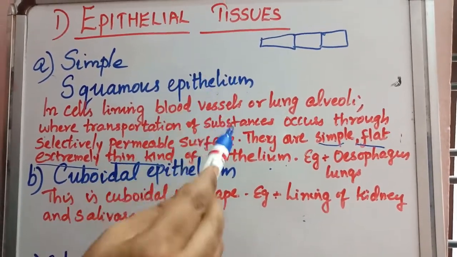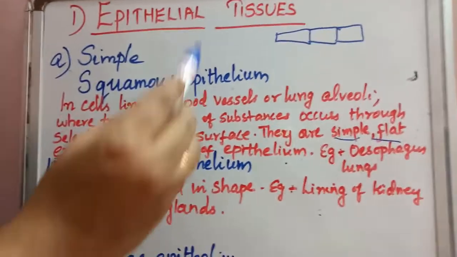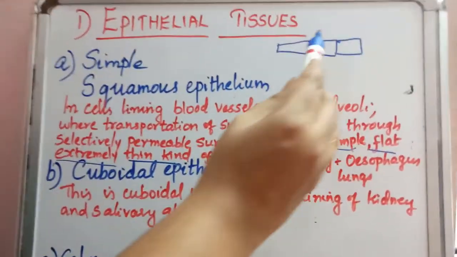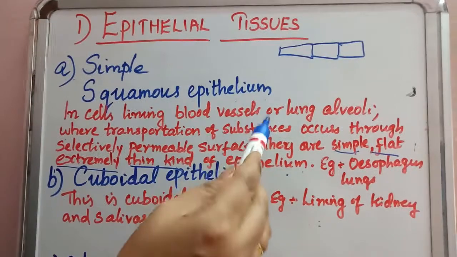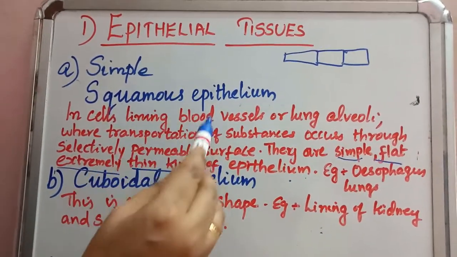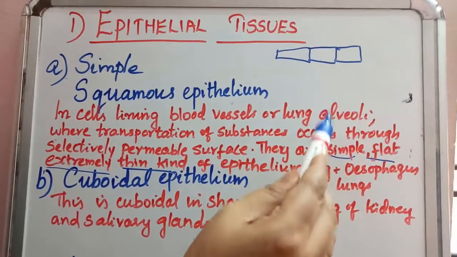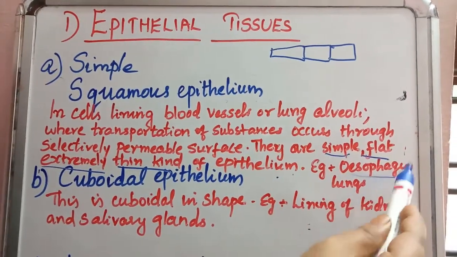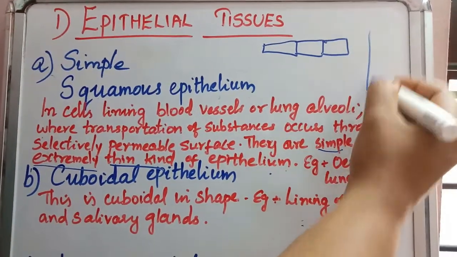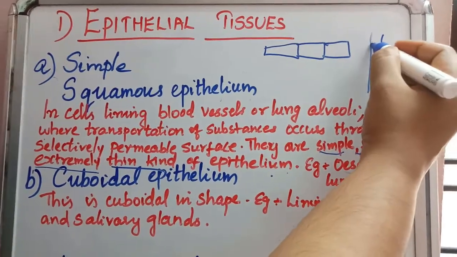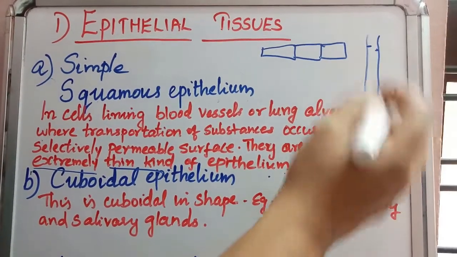So this is very simple squamous epithelium. Only one simple layer of cells we can see. So we can see this all in the case of lining of blood vessels, lung alveoli. Then in the case of esophagus, if you see esophagus, this lining is made up of simple squamous epithelium.